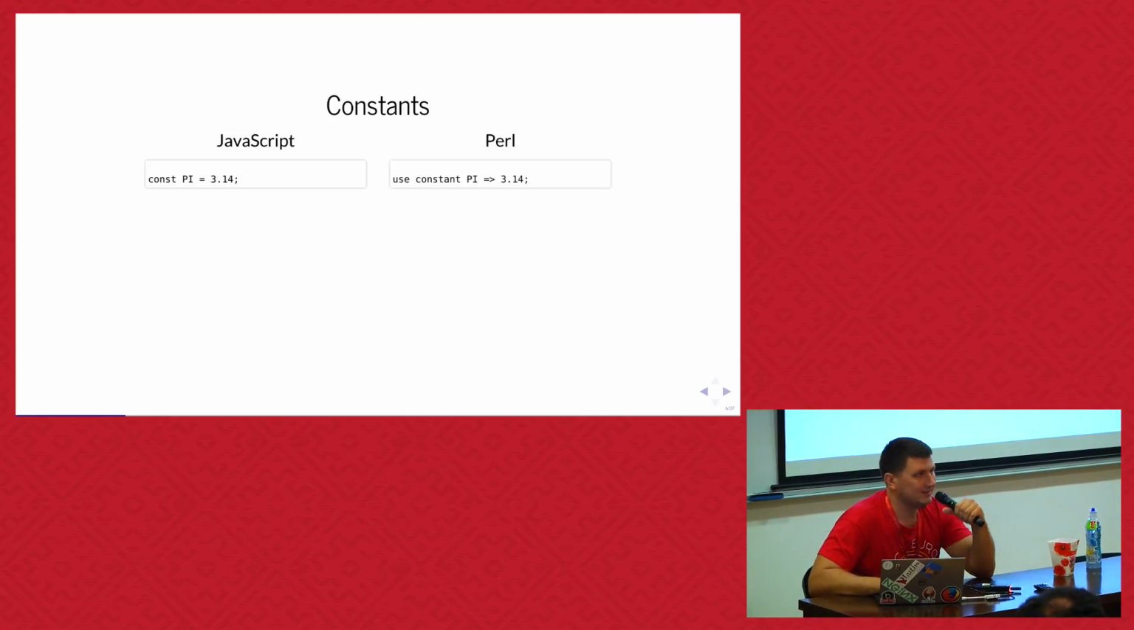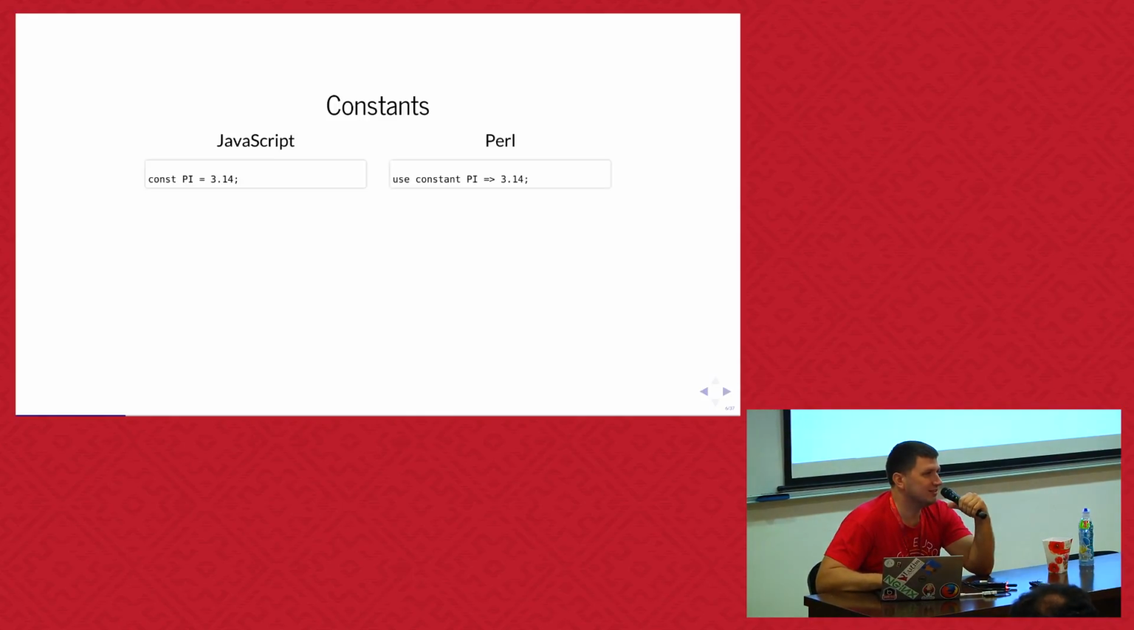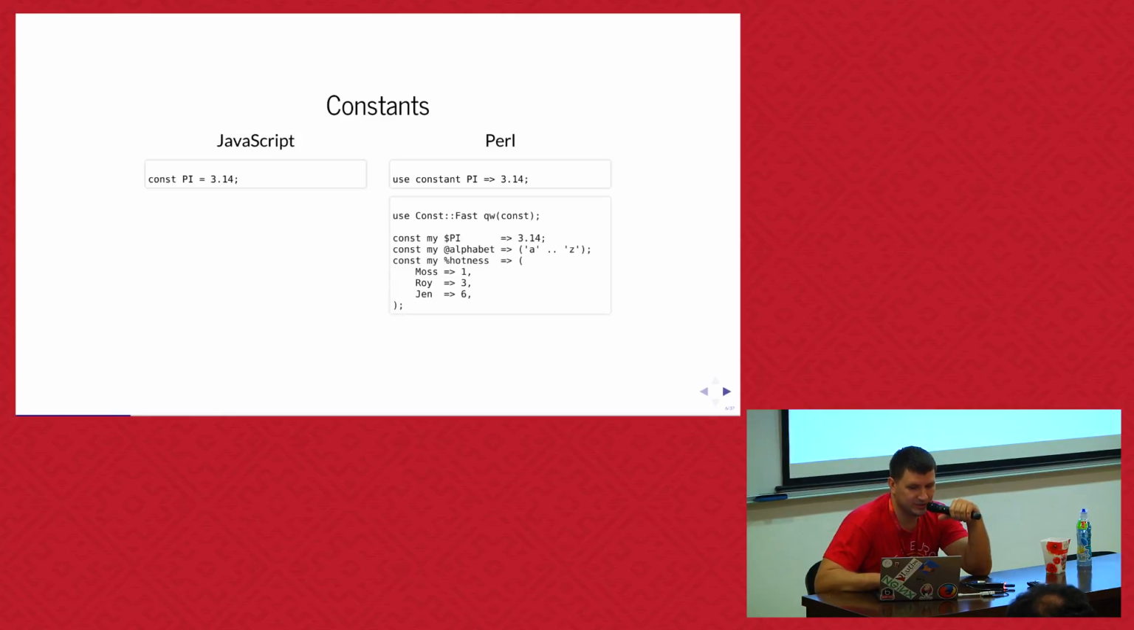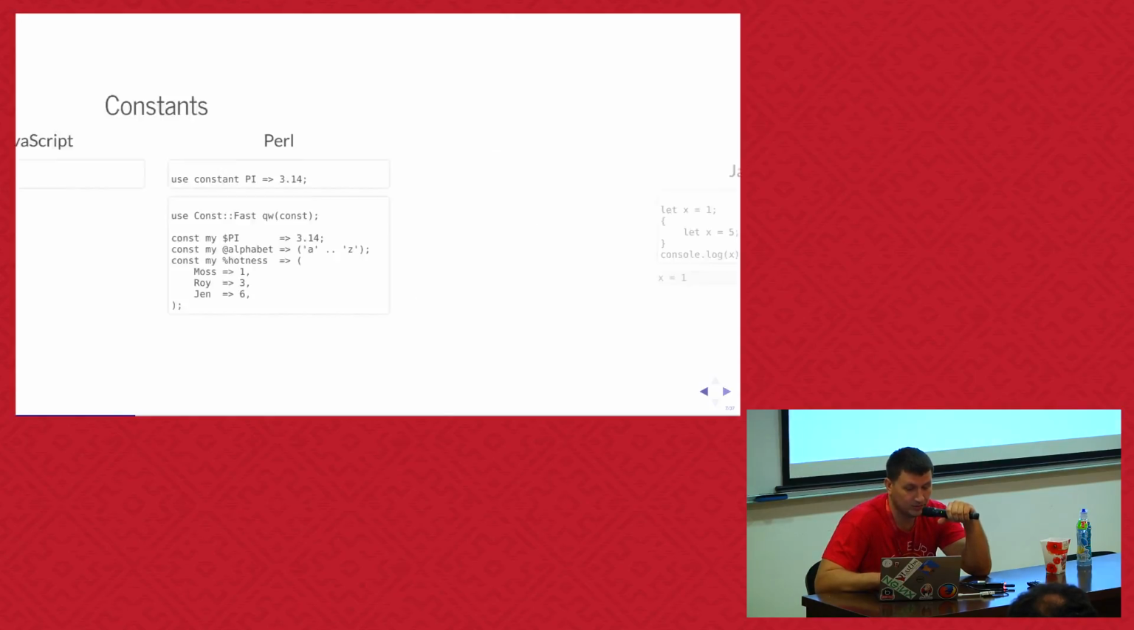Right, but the oldest thing is actually use constant. Although this is in core for a long time, as I remember, it's just a workaround. It actually uses subs to imitate constants. And I think a more modern way of doing the same thing is using Const::Fast. There was the Readonly module, but it has issues. So people don't use it anymore.